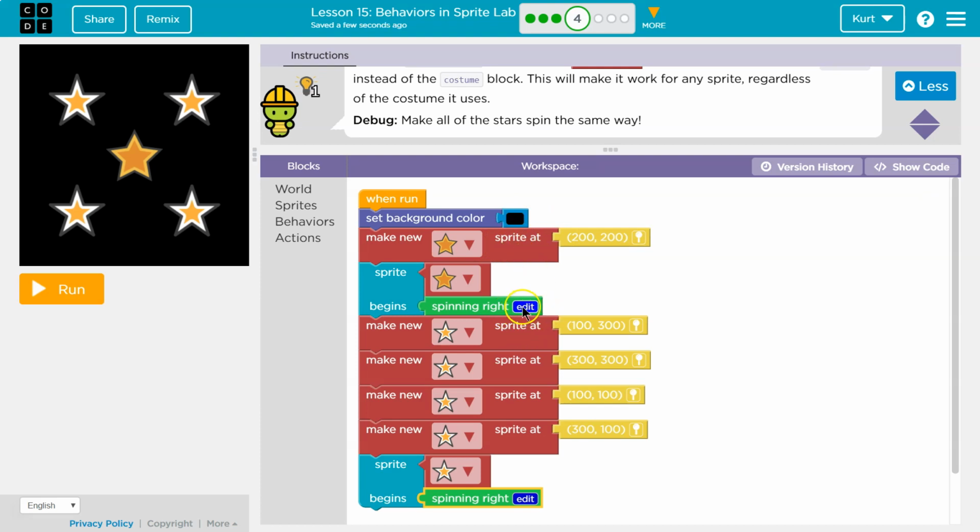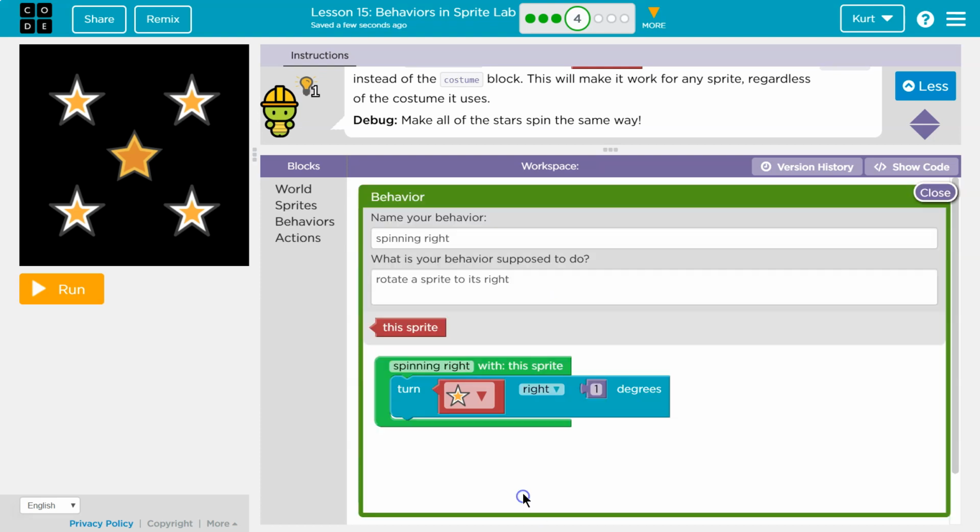Let's see, spinning right, and then edit. And this, spinning right with this sprite, turn, and that's these. So it only turns that sprite. Make it all spin.